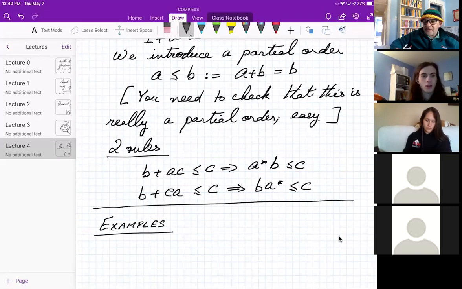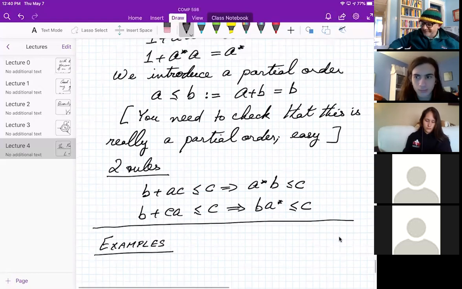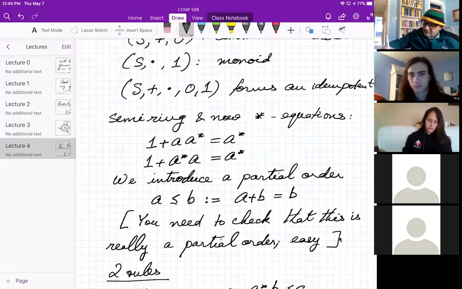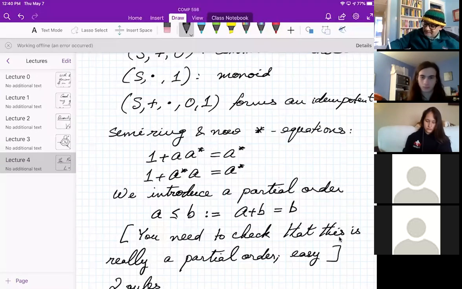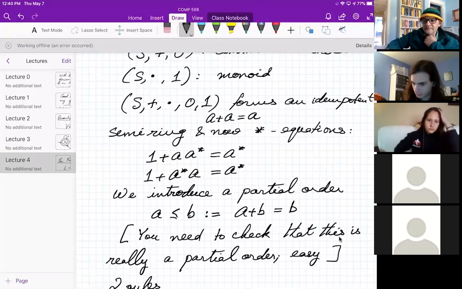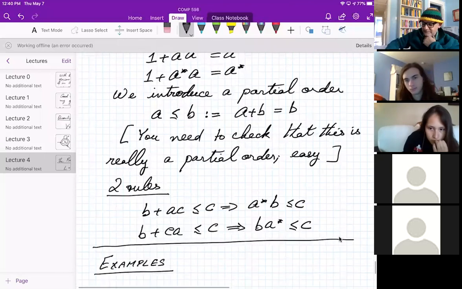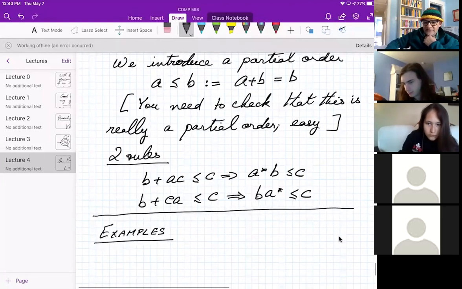Adam, anything exciting happening on the chat? Um, they're asking whether it's idempotent with respect to plus or with respect to dot. Oh, yes, good. That was an important point.